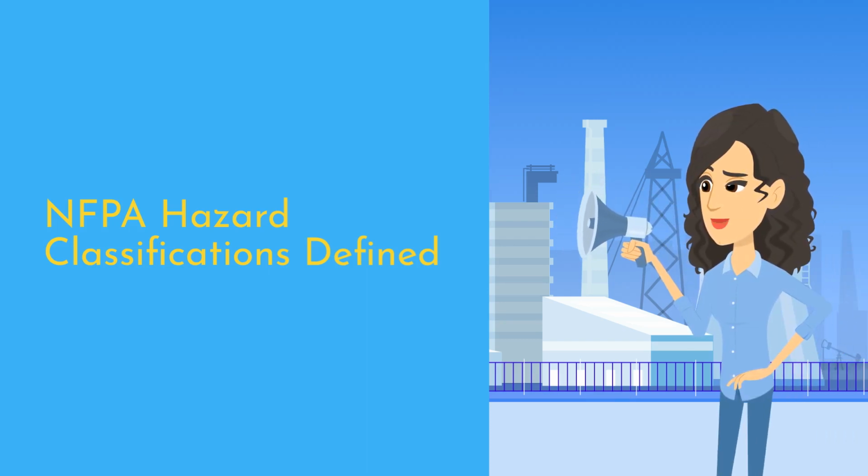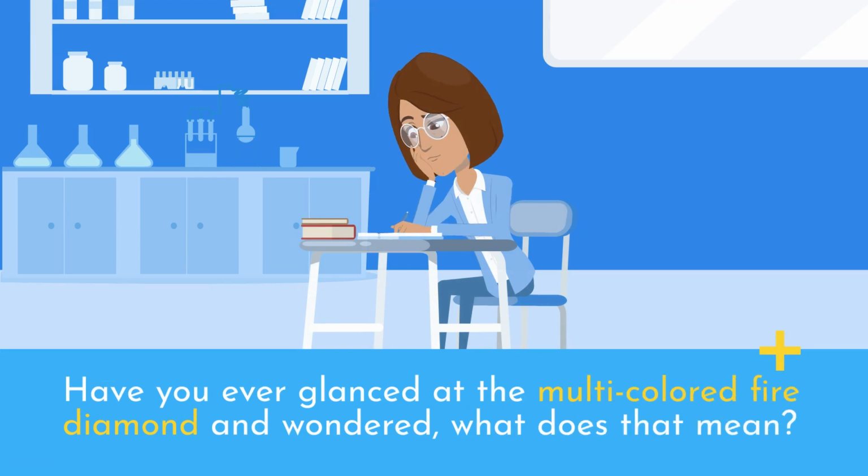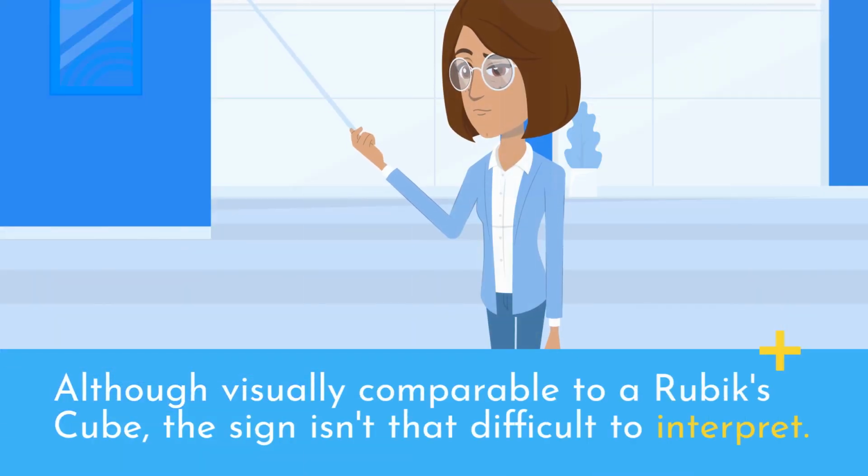The hazard classifications defined. Have you ever glanced at the multicolored fire diamond and wondered, what does that mean? Although visually comparable to a Rubik's Cube, the sign isn't that difficult to interpret.